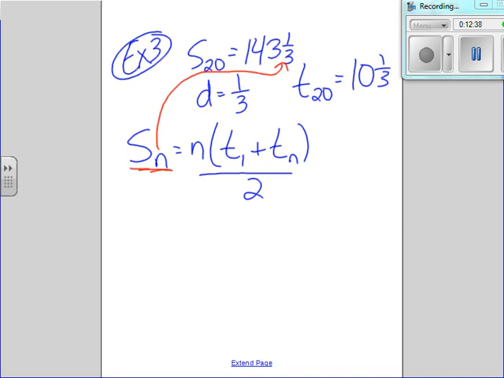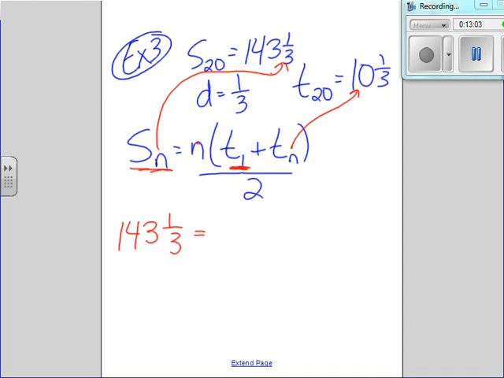Do I know what N is? Yes, it's going to be 20 because it's the sum of the first 20 terms. Do I know what T1 is? No, I don't, but that's okay because I'm actually trying to find what the first term of the series is. So that's okay for me to have a variable there. Do I know what the 20th term is? Yes, I do. It's sitting right there. So I do have all of the information I need in order to get started on this one.